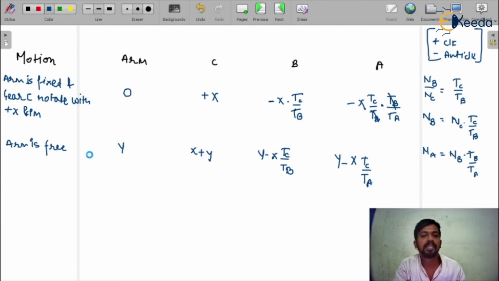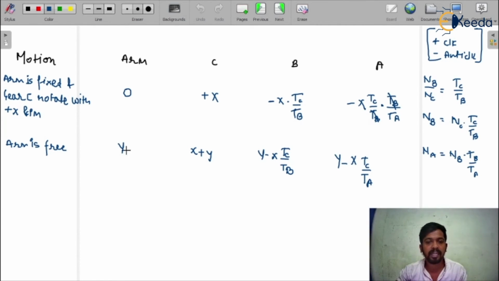Now see what is given in the question. You just have to draw the table in a general form. Don't try to put the values directly in the table, otherwise there is a possibility of making a mistake. Just draw the table as it is, and we are going to use the speeds of the gears from that table. This is just the procedure we have started and just the procedure we have ended.